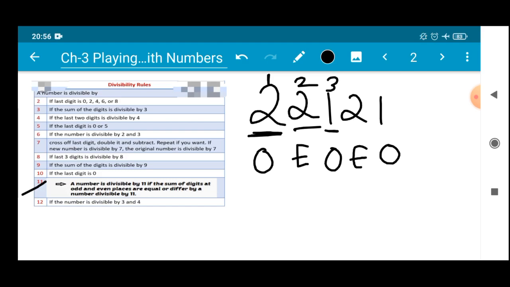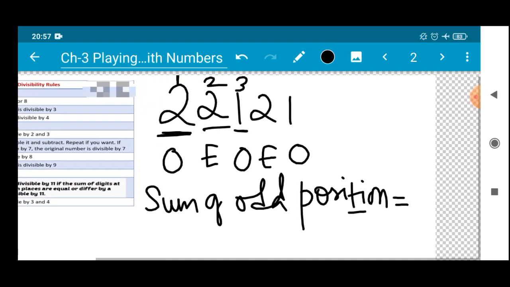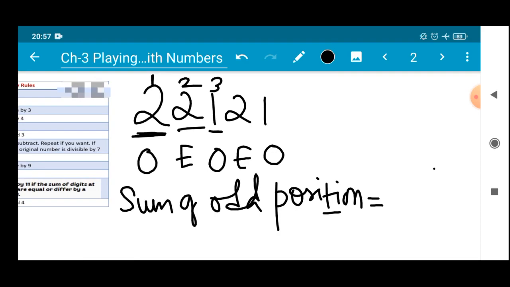Now we will add the numbers in the odd positions. Whatever are the numbers in the odd positions, we are going to add them. Sum of the numbers in odd positions. What are the numbers in the odd positions? That is 2, 1 and 1. 2 plus 1 plus 1. 2 plus 1 is 3 and 3 plus 1 is 4.